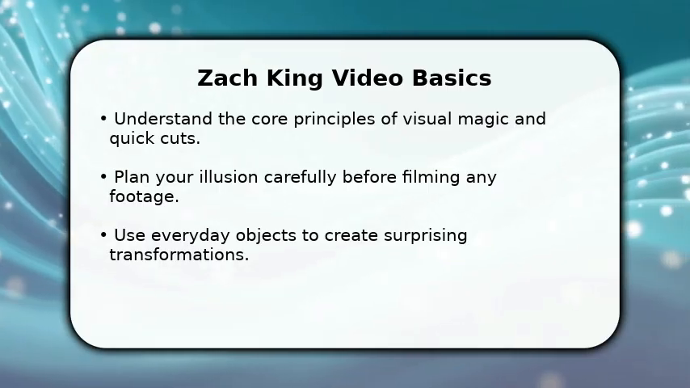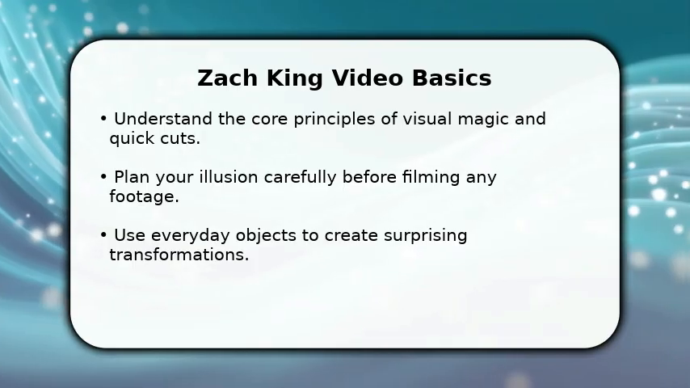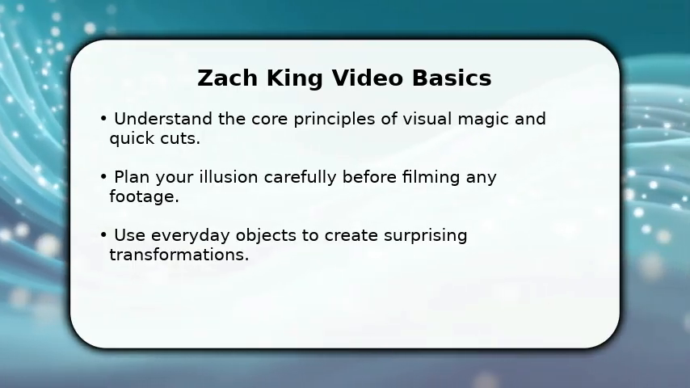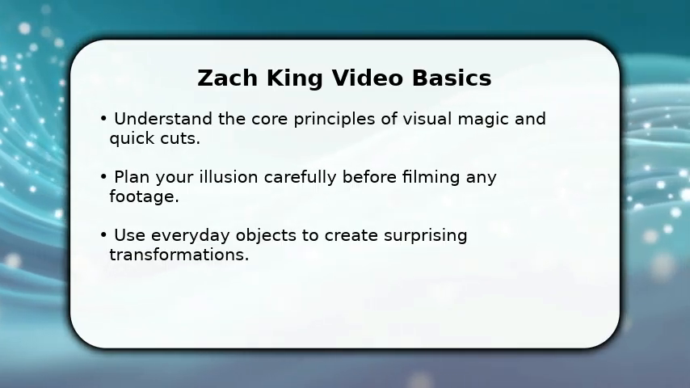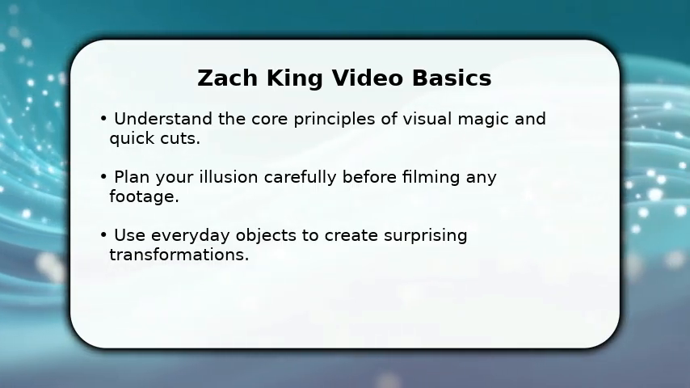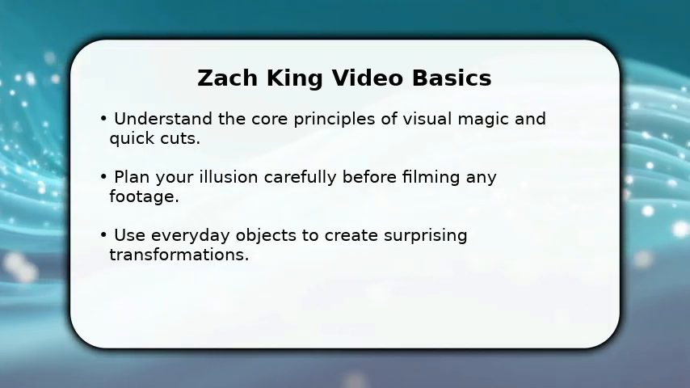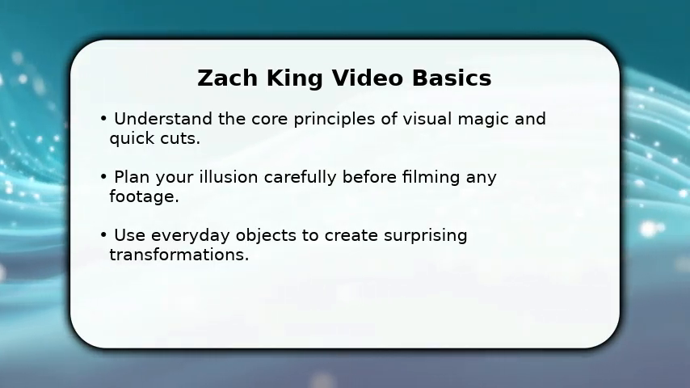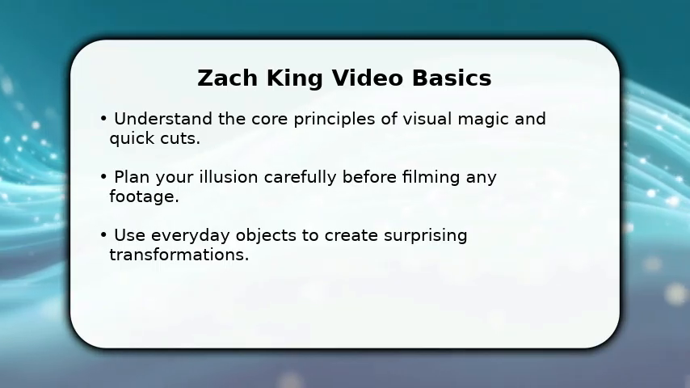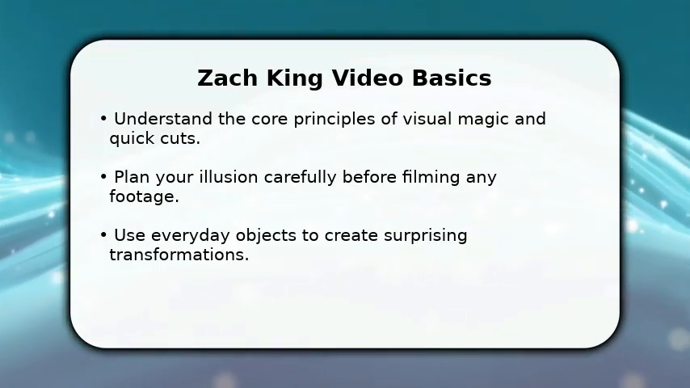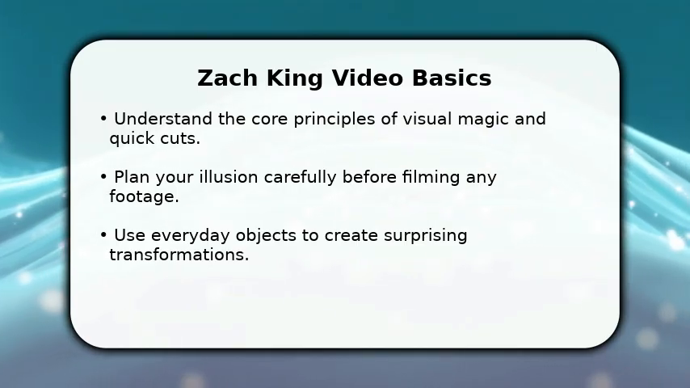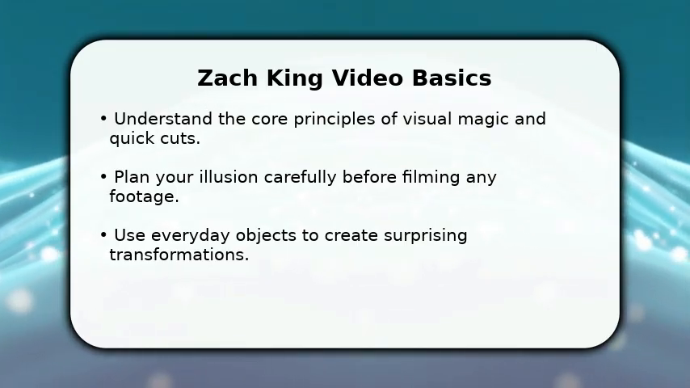In this video, I will explain how to make Zach King videos. First, grasp the fundamental idea of visual magic, often relying on quick, clever cuts. Before you even hit record, meticulously plan your illusion, visualizing each step. Think about how everyday items can be transformed or manipulated in unexpected ways to create that signature, digital sleight of hand effect. This foundational planning is crucial for a successful video.